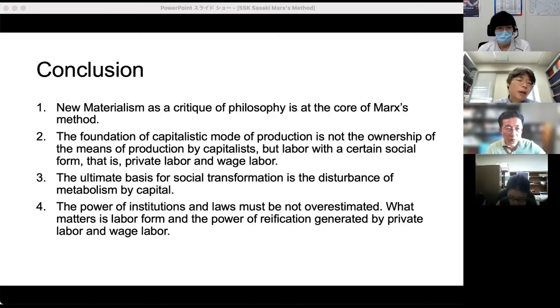Fourth, the power of institutions and laws must not be overestimated. What matters is the labor. What matters is labor form and the power of reification generated by private labor and wage labor. This is the reason why Marx emphasizes the importance of associations of wage workers.